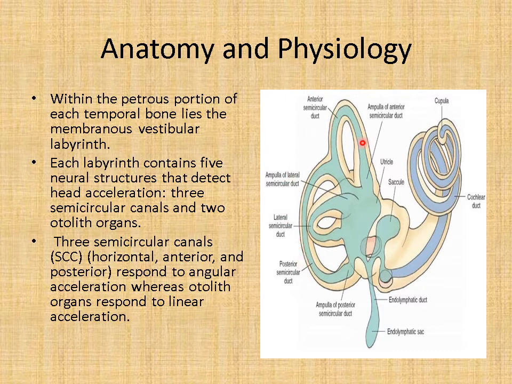The vestibular labyrinth, or vestibular part, is composed of 5 structures: 3 semicircular canals, anterior, posterior and lateral, and 2 otolith organs, the utricle and the saccule, connected to the cochlea. The 3 semicircular canals are responsible for angular acceleration, whereas the otolith organs respond to linear acceleration.